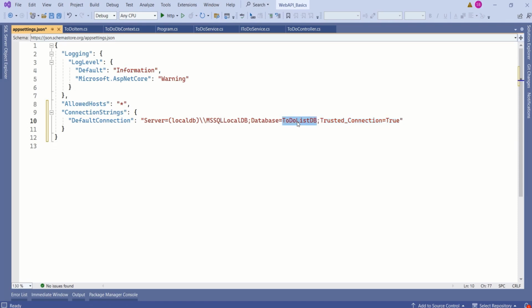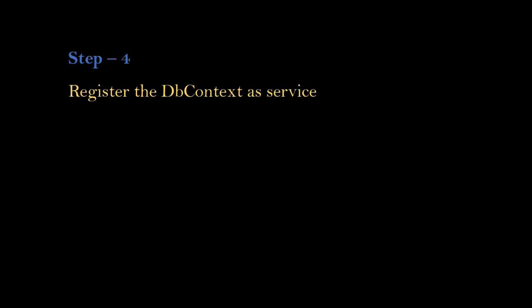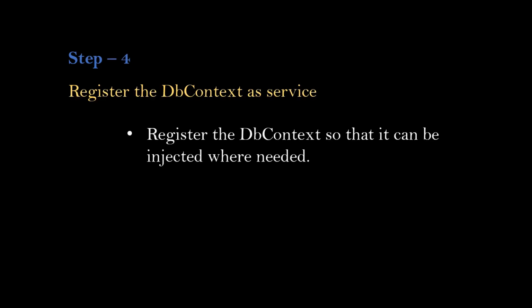Please remember, we have not yet created this ToDoListDB. As we have chosen the code first approach, we are going to first create our model. Then using Entity Framework Core commands, we are going to create this database. If you prefer the database first approach, first you have to create this database schema in SQL Server. Then we are going to create models as per that. Next, we are going to register the DbContext as a service. We do this because it can be injected wherever it is needed.